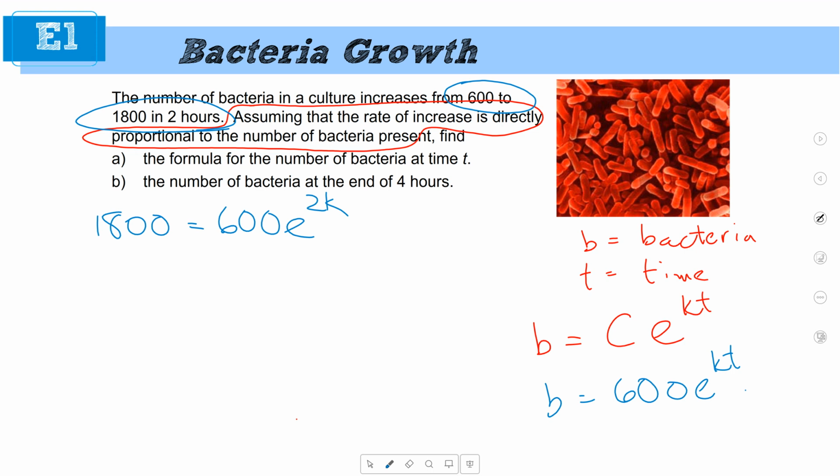What do I do next to solve for K? Divide by 600 on each side. There you go. Now what? Natural log. Yeah, now we take the natural log of both sides and divide by 2. So K is equal to the natural log of 3 divided by 2. Okay. I'm going to leave it like that, but I'm also going to ask you for an approximate value. What is that about?